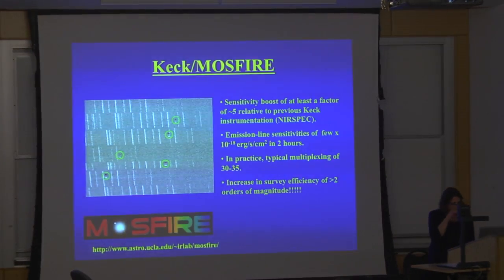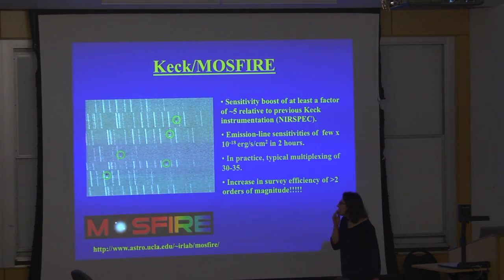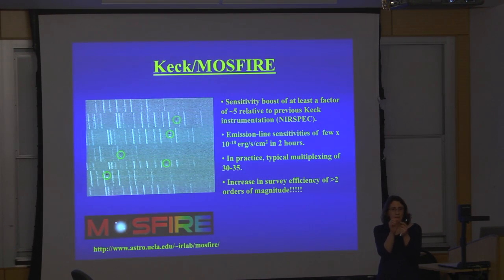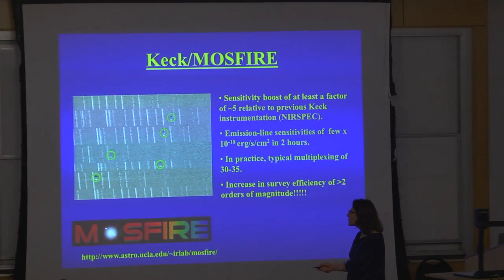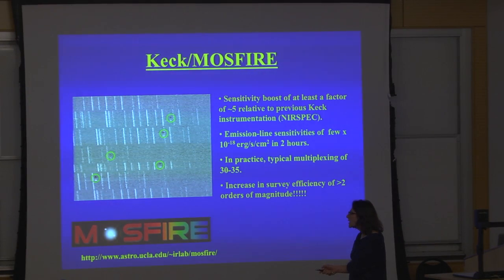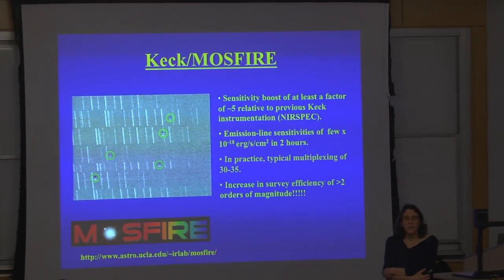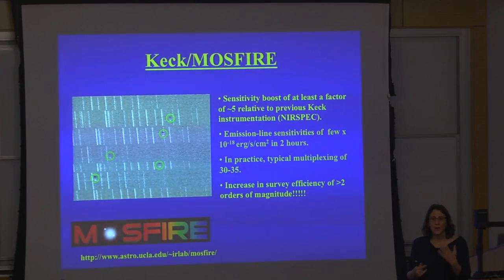So there are a couple of key features of MOSFIRE that are worth pointing out. One is that even just for studying single objects, the detector improved so much that there's a sensitivity boost of at least a factor of 5 relative to the previous generation of near-infrared spectrographs at Keck, like NIRSPEC, the long-slit spectrograph that was the predecessor. This leads to emission line sensitivities of a few times 10 to the minus 18 ergs per second per centimeter squared in 2 hours. If that number means nothing to you, what it corresponds to in practice is that we can look at stars forming at a rate of around 1 solar mass per year at a redshift of 2.